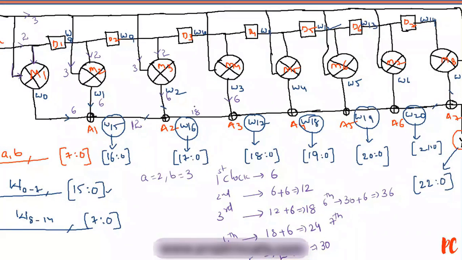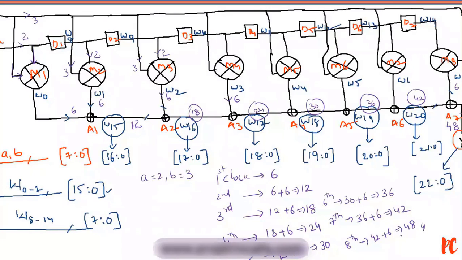Similarly for the seventh clock cycle, here it goes to 18. For the next clock cycle I am going to get 24. For the next clock cycle I am going to get 30, and for the next clock cycle I am going to get 36. Finally on the next clock cycle, here I am going to get 42, which is nothing but 36 plus 6, 42. Similarly on the 8th clock cycle, I am going to get 42 plus again 6, which gives a result of 48.